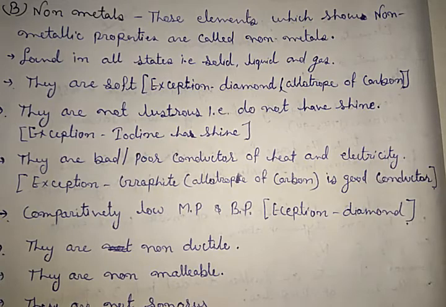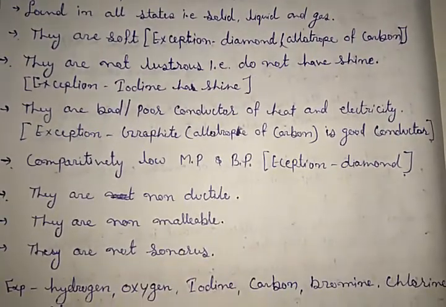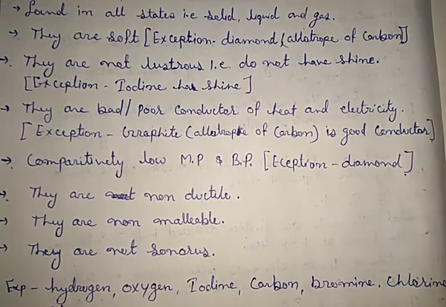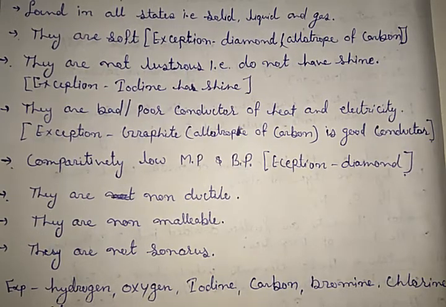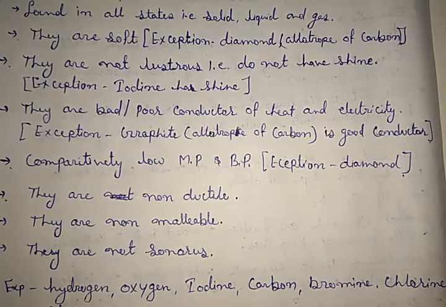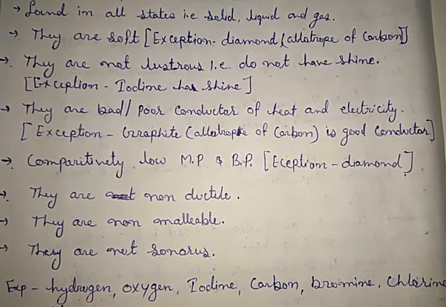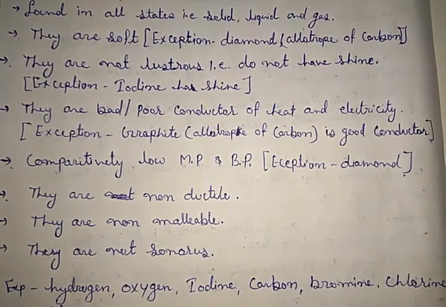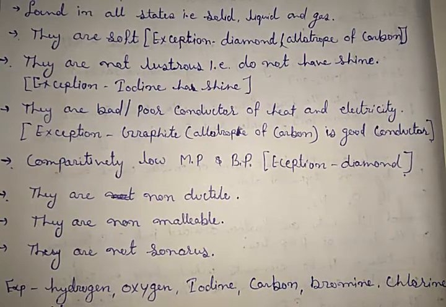Now next one: if we compare with the metals, then we can say that comparatively they have low melting and boiling points. The non-metals have low melting and boiling points, but the exception is diamond. It has high melting and boiling points.